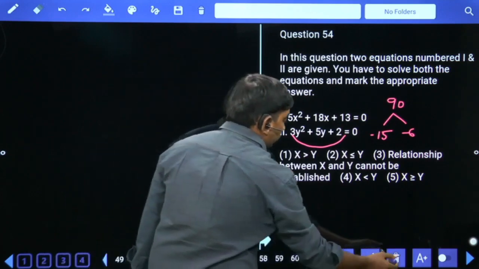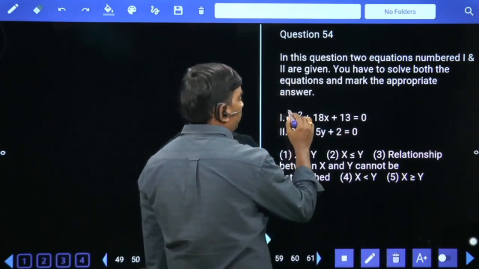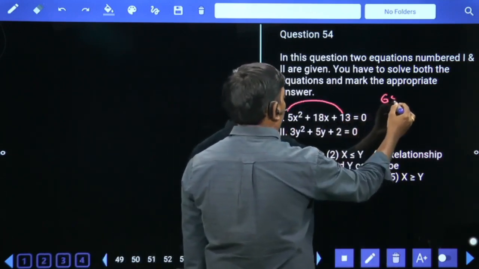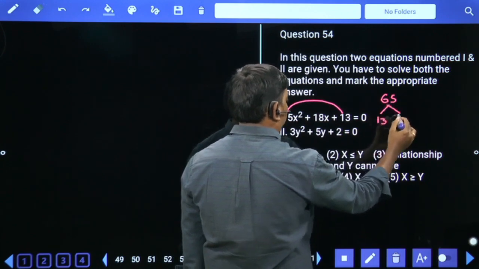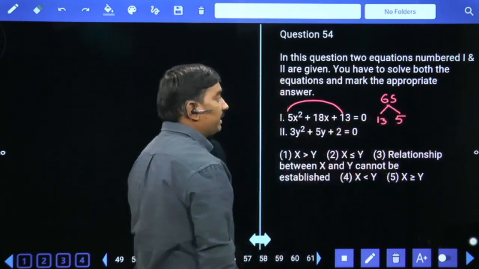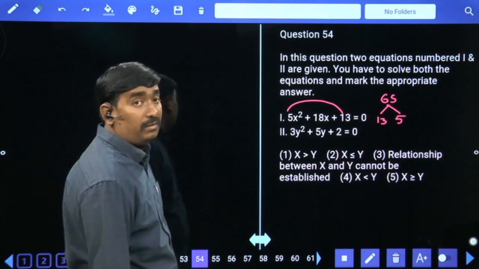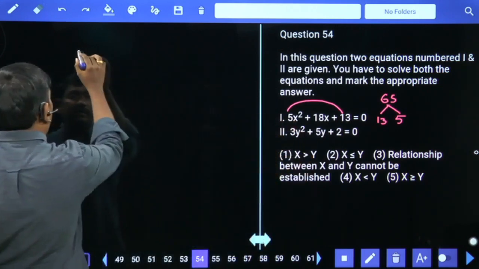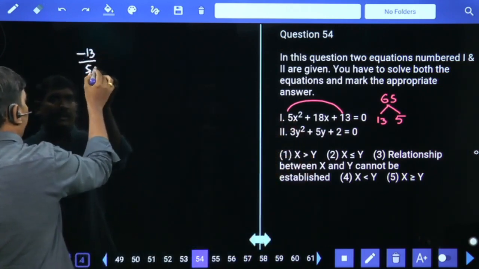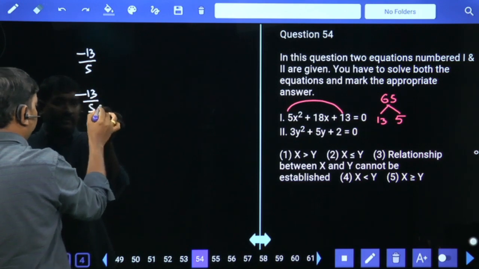Next. 5 13s are 65. Factors also same, 13 comma 5 only. 13 plus 5 will give us 18. Finally, minus 13 minus 5. Minus 13 by 5. Minus 5 by 5 means minus 1.